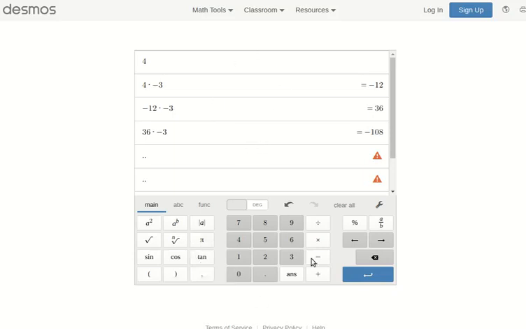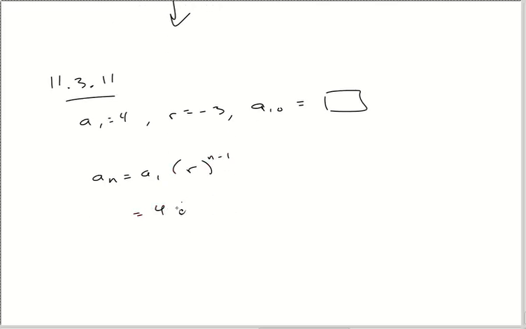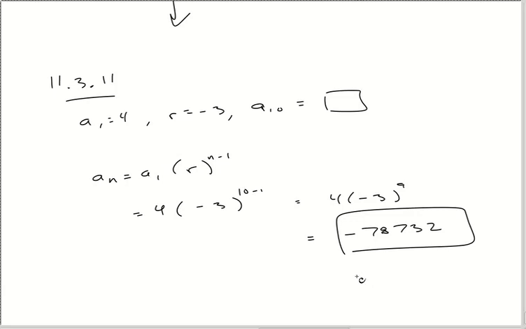So, obviously, there is a way to get to that number, but how about we just use a formula instead? We have that new formula that we just learned, A sub n is equal to A sub 1 times r to the n minus 1. I have A sub 1. I have an r. I have an n right there, 10. 10 minus 1. I put that in the calculator. Notice the 9 power and the parentheses. Very important to keep those parentheses there. And I got negative 78,732. And that is your answer. Notice that it's easier to use formulas.